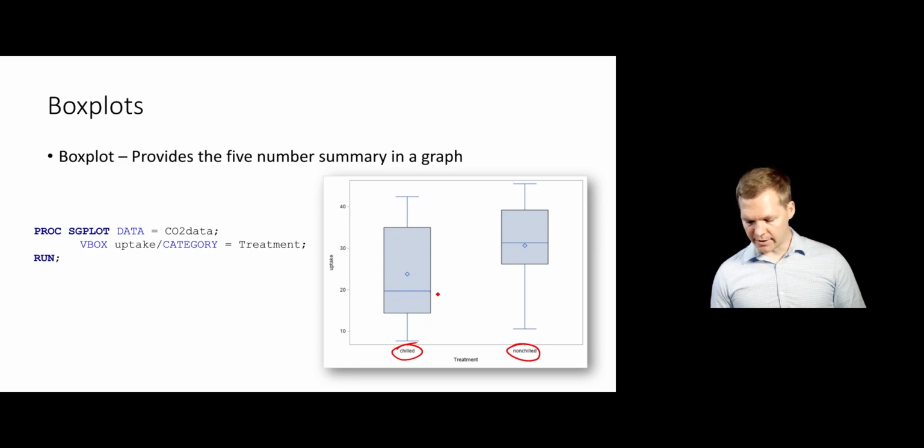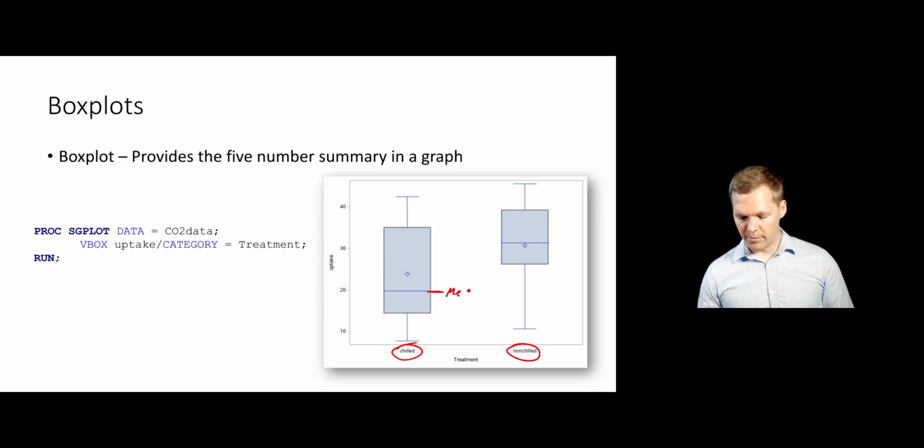SAS actually also adds in another value by a line. This line is the median, but it also adds another value here, this diamond. This represents the mean. So you can also see the sample means and compare them through this box plot as well.